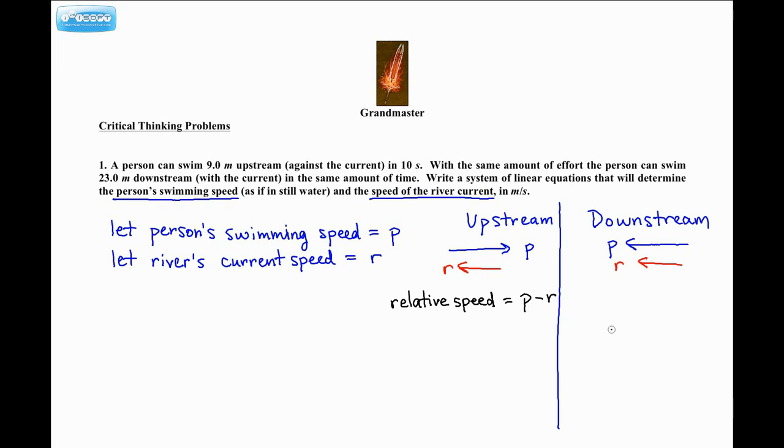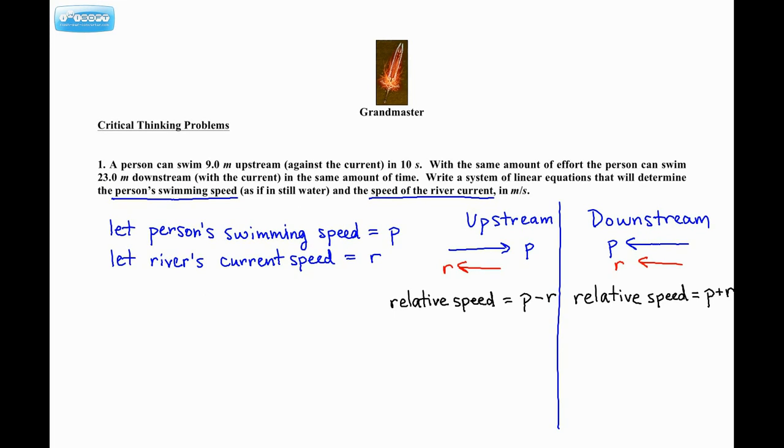Whereas over here, because you're traveling with the current, to a person watching you, it looks like you're traveling way faster. They think you're a super swimmer. But in reality, the current is pushing you along. So that would be P plus R.